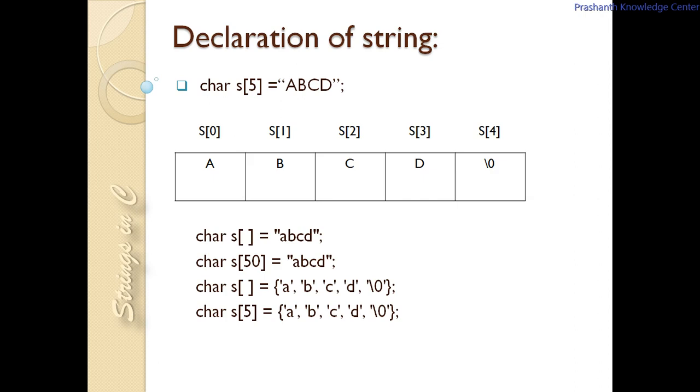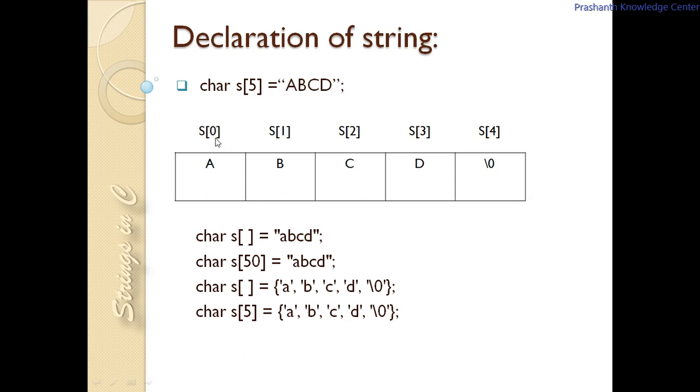Here, declaration of a string. We can declare a string in many ways. I will explain one with an example. Here, char s of 5, means with a memory of 5 bytes, I have taken a string which contains ABCD as the data in that string.